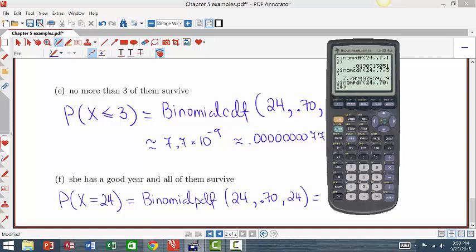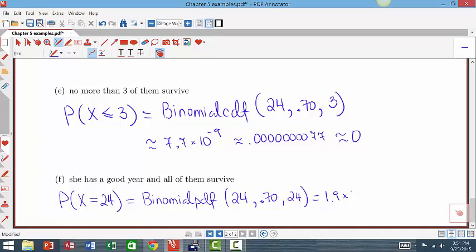If you think about this one just for a minute, it's probably unlikely that all of them will survive, right? If the chance of one of them surviving is 0.7, so let's see what we get. This one says 1.9 times 10 to the negative 4, so that's about 0.00019. That's still pretty small, so let's go ahead and call it also 0. Very unlikely to happen.